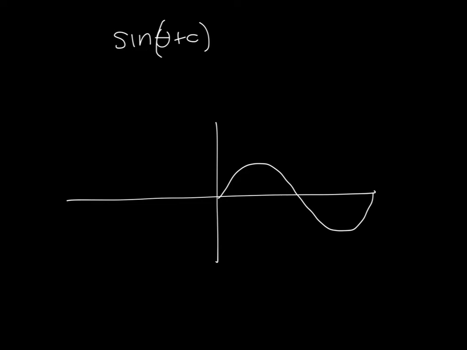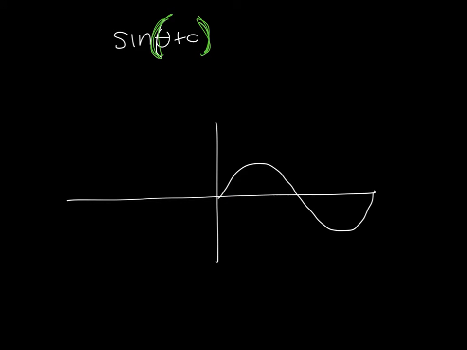Okay, this is the really fun one. So if you notice, I have sine of theta plus c inside the parentheses. So what I'm doing is I'm messing with the angle itself. And this is my angle axis. So by adding c to it, I'm changing where the angle is going to be. So I'm basically picking this up and moving it.